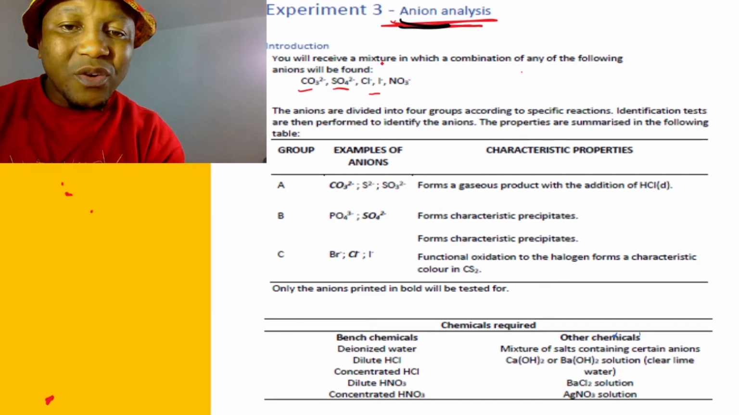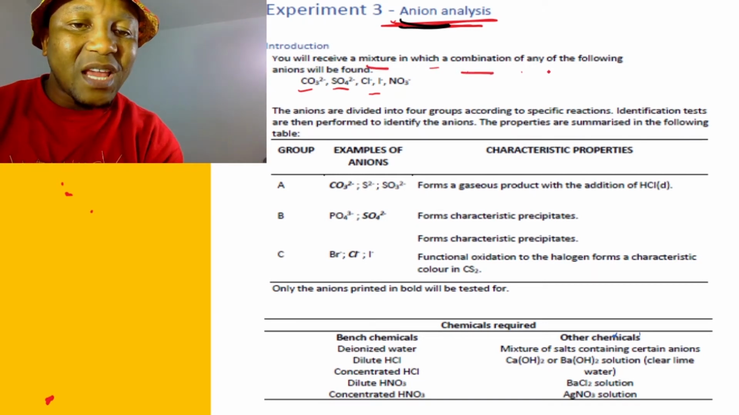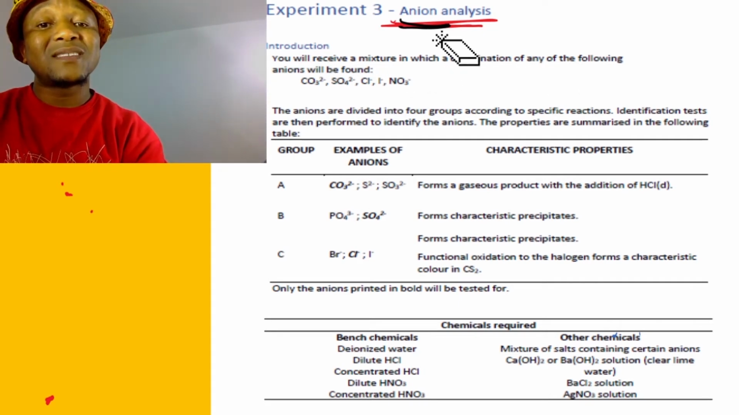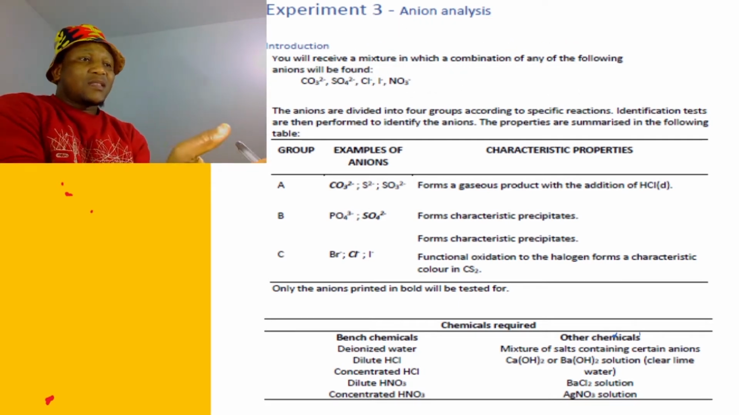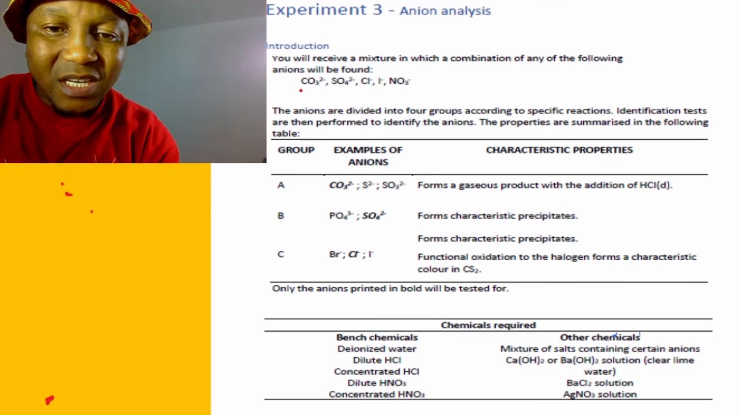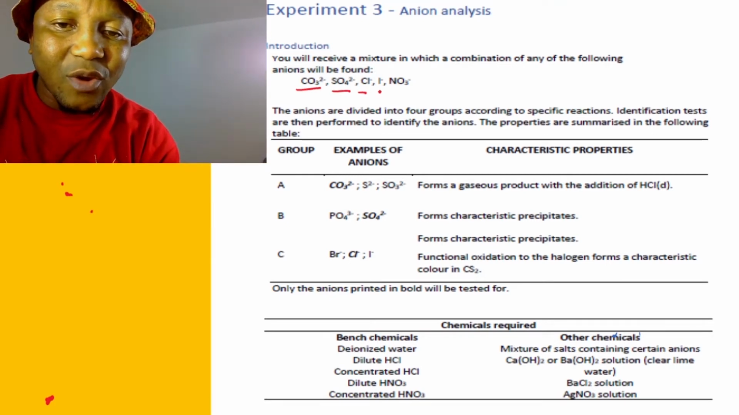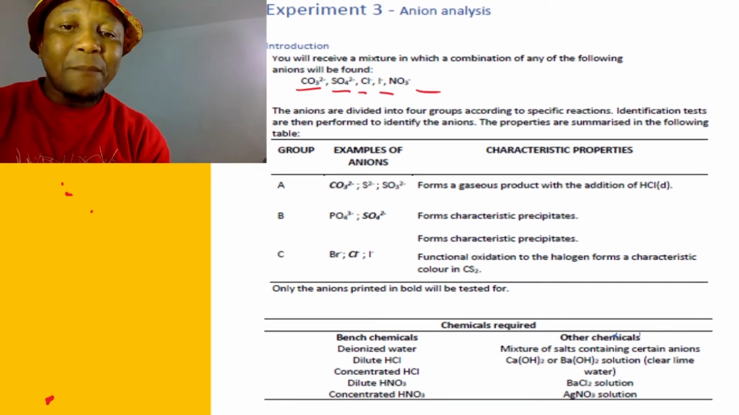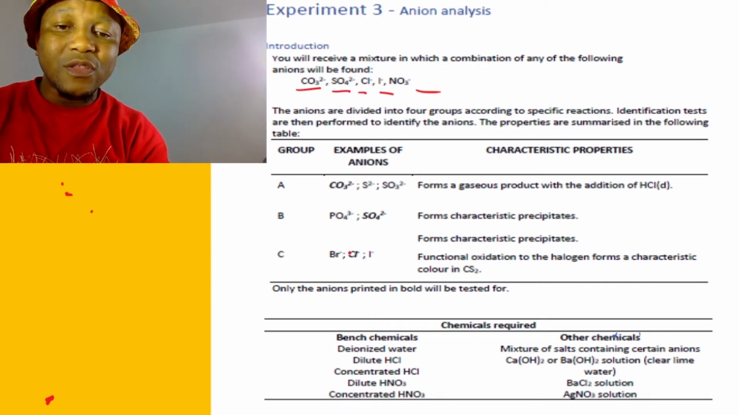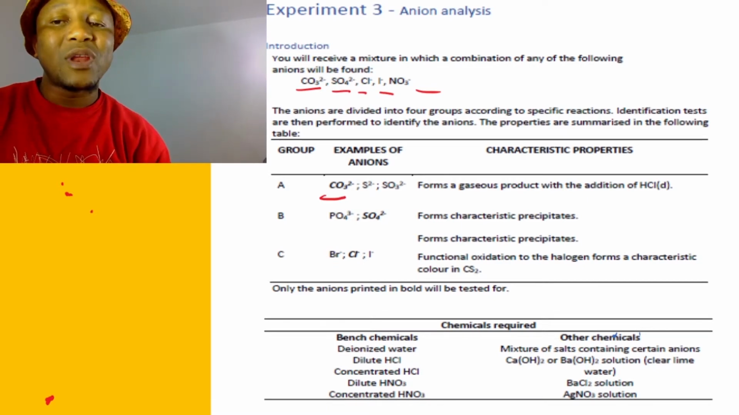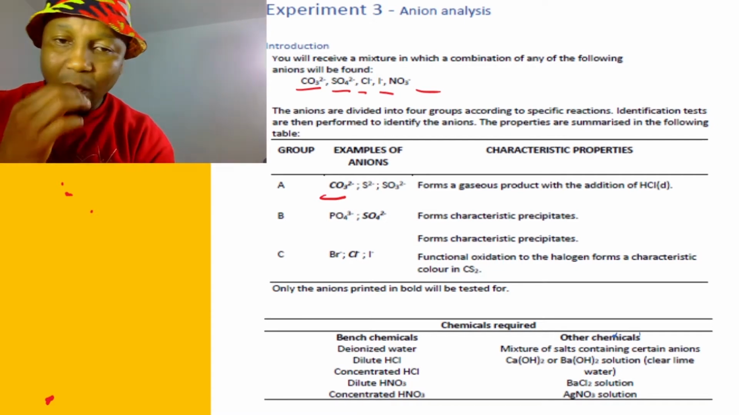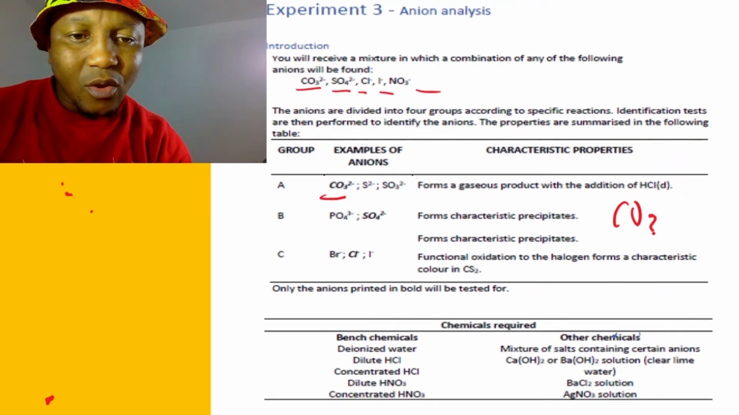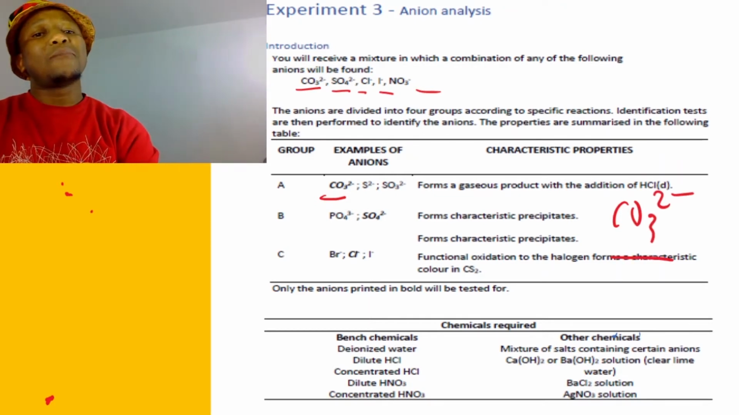You will receive a mixture which has a combination of any of the following. The mixture they're going to give us is a certain mixture, but that mixture is going to have a combination maybe of carbonate, sulfate, chloride, iodide or nitrate. So they give examples of anions. Why do we say anions? Because all of these have negative ions. Look at this, this is a carbonate. Like I said, go to your radical list, you see, it has O3. This is a carbonate.